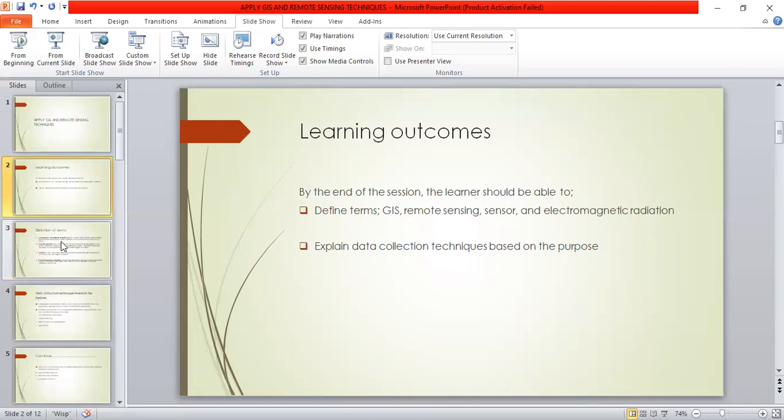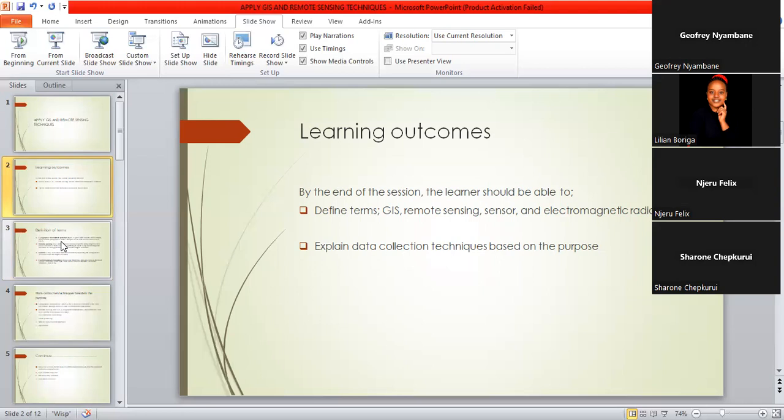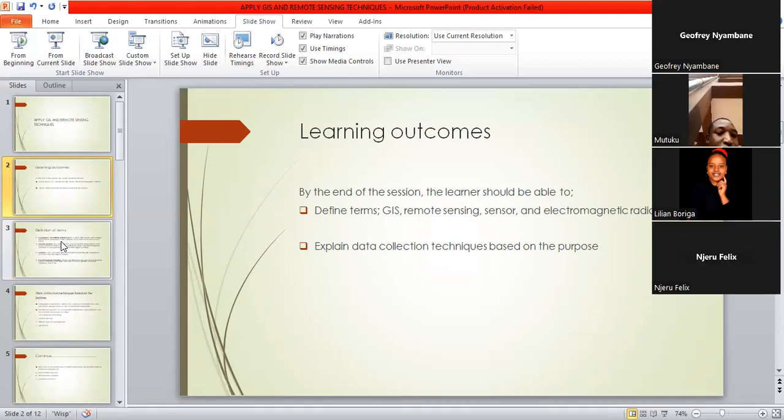Mtuku. A sensor is any instrument that collects data by detecting the energy that is reflected from the target of interest. Thank you, Mtuku. As you have heard, a sensor is a device that detects the energy that is reflected from the target, then it processes it to obtain the information. Then lastly, let's look at electromagnetic radiation from Bernarda.